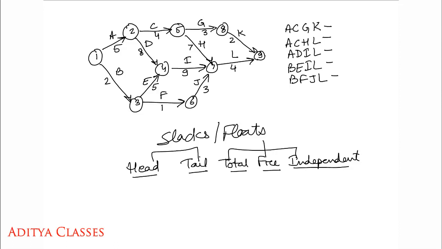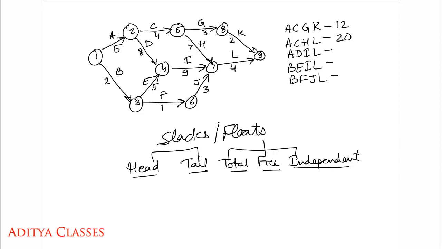Now let me find out the duration of each of these paths. If I take this outer path ACGK, what is its duration? 5 plus 4, 9, 9 and 3, 12 and 2, 14. So the duration would be 14 for this path. Similarly, what is the duration for my second path, ACHL? 5 and 4, 9 and 7, 16, 16 and 4, 20. So my duration would be 20.